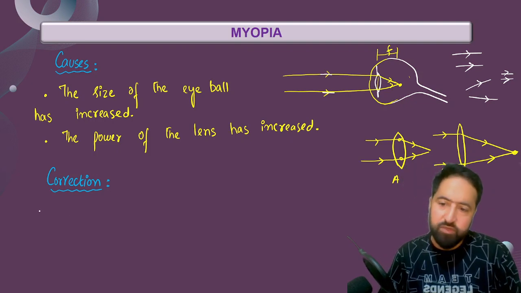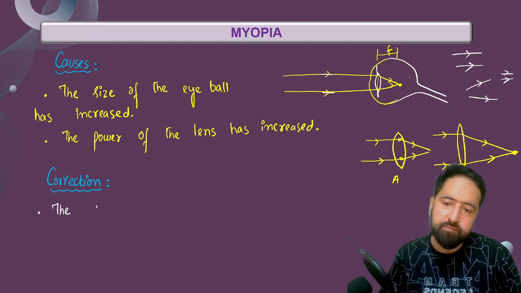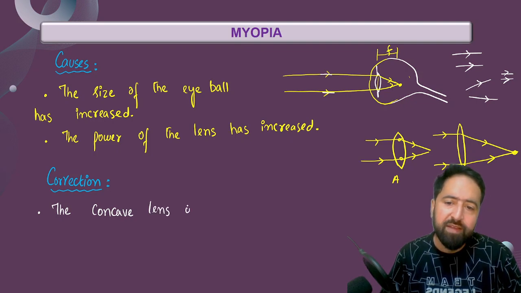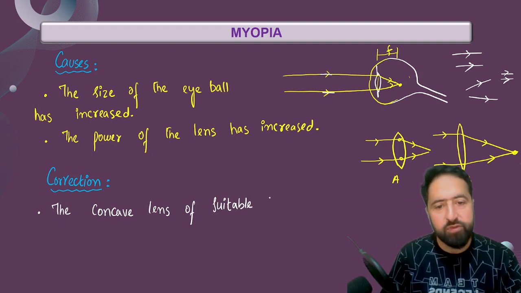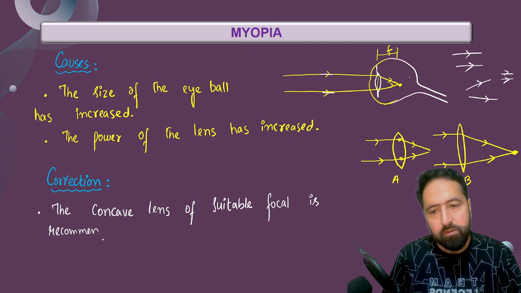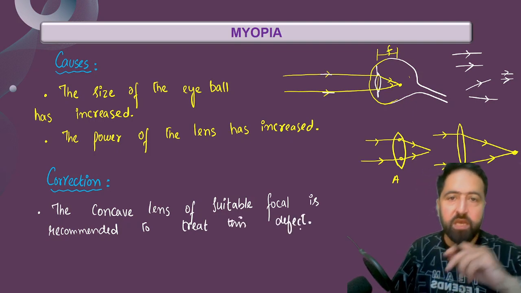So in correction what you will do is that the concave lens of suitable focal length यानी जितना ज्यादा डिफेक्ट है उसी के हिसाब से उसको जो है वो लेंस भी दिया जाएगा, of suitable focal length is recommended. Okay, to treat this defect. Okay, got it? So it's very easy.